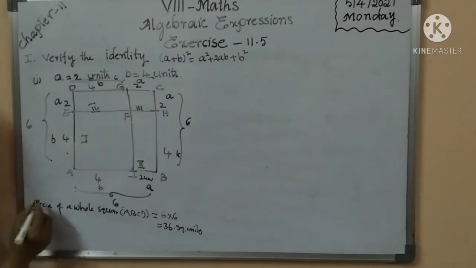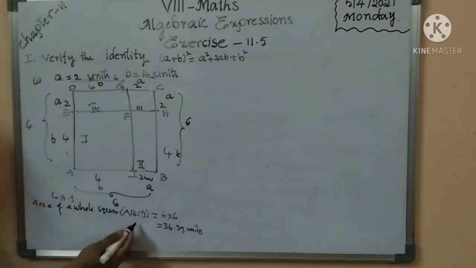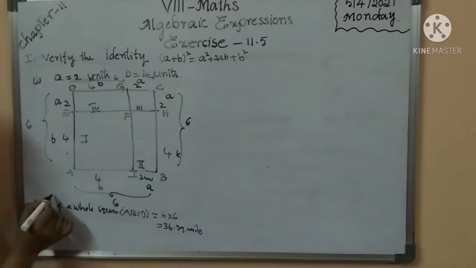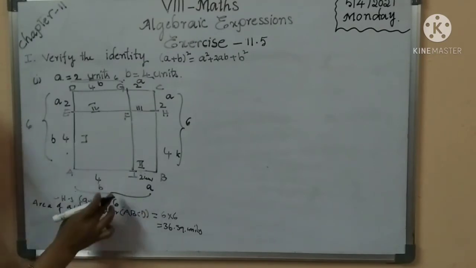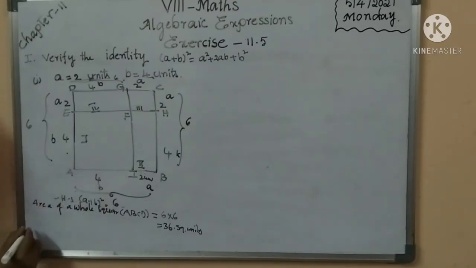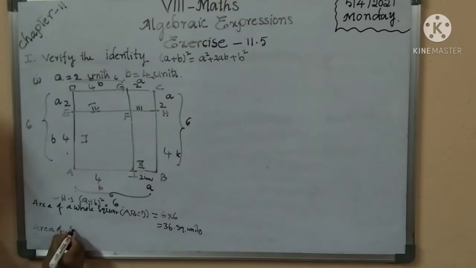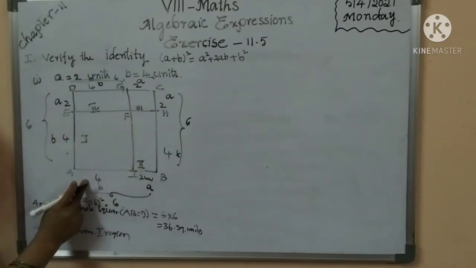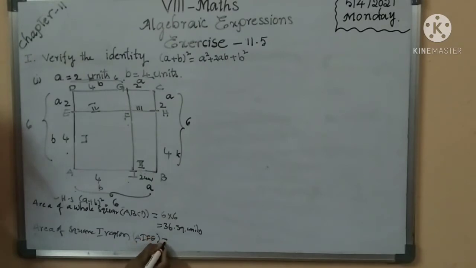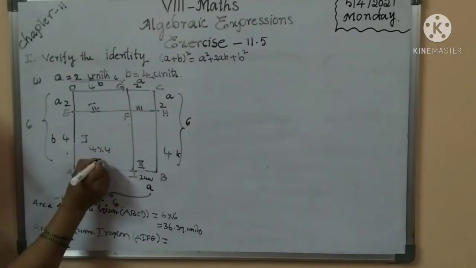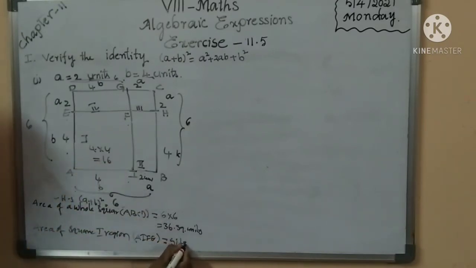The LHS is (a + b) whole square, where a is 2 and b is 4, equal to 6 square, which is 36. Now the first region is a square, AIFE, equal to side into side, 4 into 4, which equals 16.